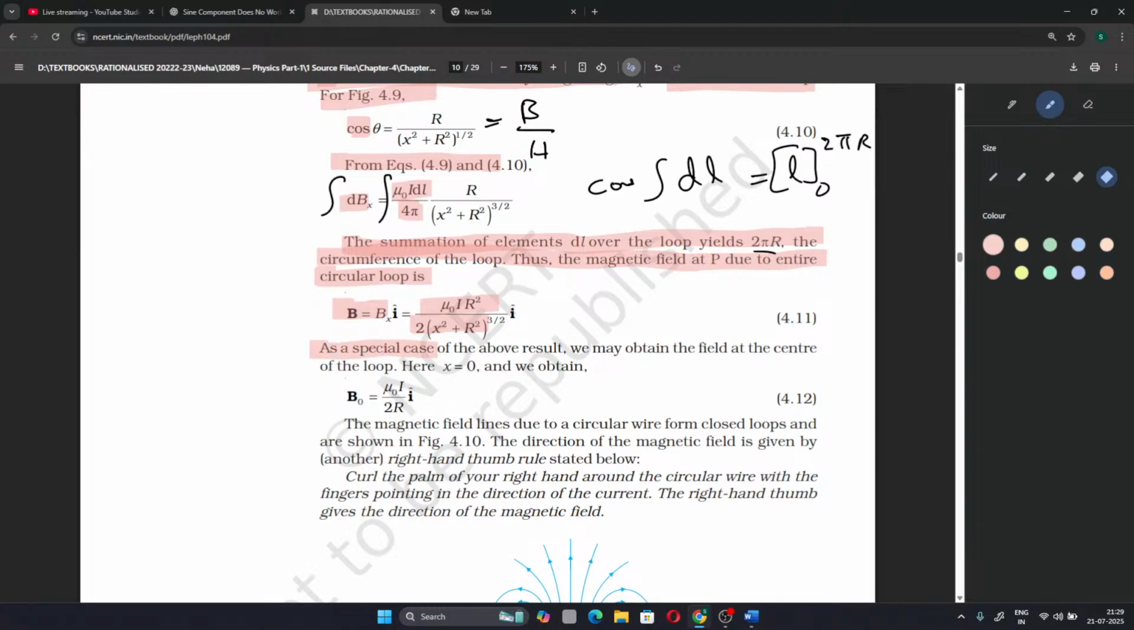A special case of the above result: we may obtain the field at the center of the loop, where x will be equal to 0. If we substitute x equal to 0, then we will get mu naught I r square by 2 r square to the power 3 by 2. R square gets cancelled, and we will have one r here, as there is a power 3 by 2 here. We will get B naught equals mu naught I by 2r.